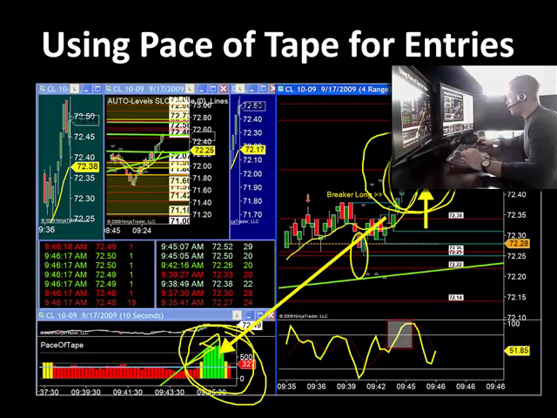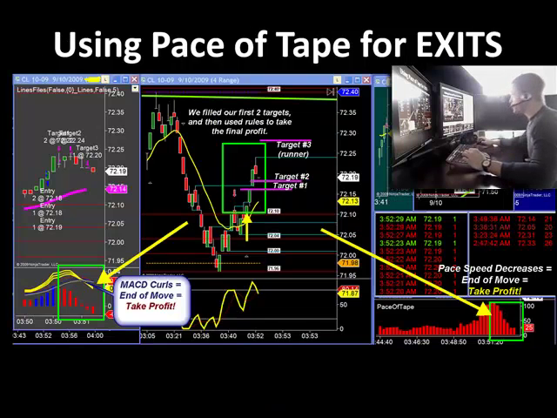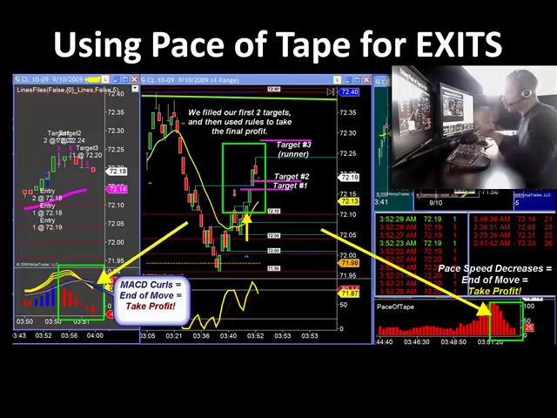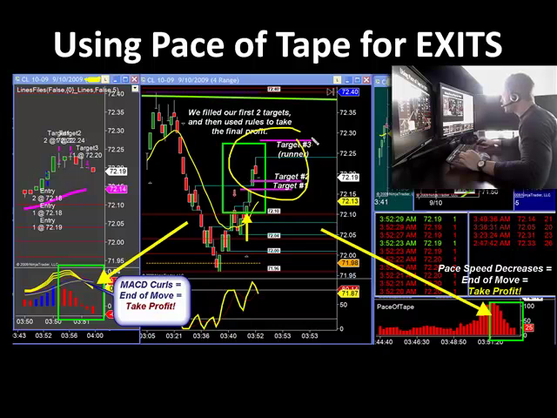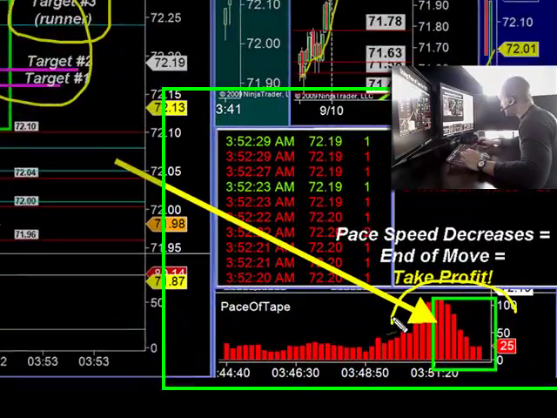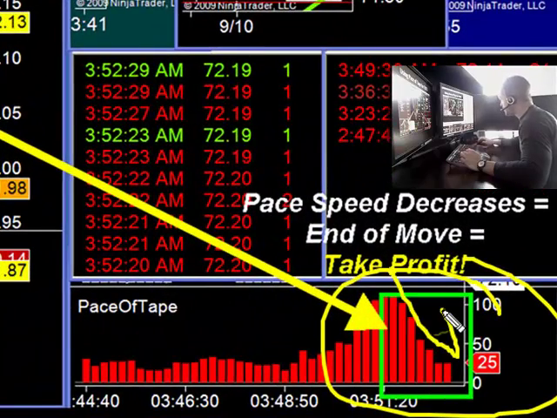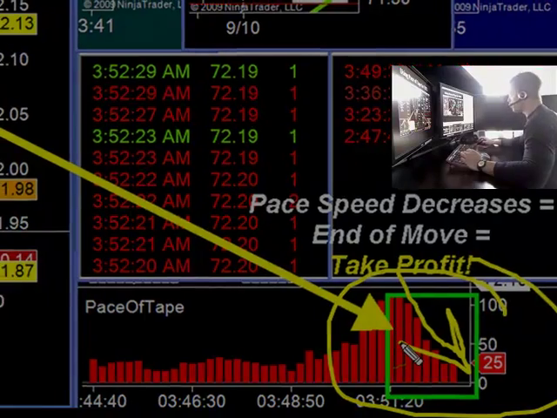And don't forget, guys, we can also manage our trades as well. We got to know what to do if something goes wrong, when to hold them, when to fold them. Of course, the pace of a tape indicator we can also use for trade management. In this example, guys, we had our first two targets filled here right in the center, and we're waiting to see if we're going to stick around to wait for that third target or the runner to get filled. Well, in this case, we had red decreasing pace of a tape, right?